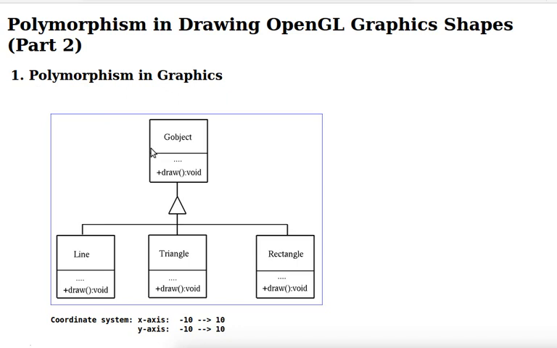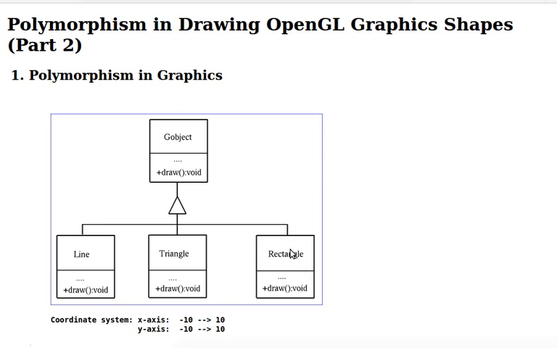We will implement the classes represented by this UML diagram. The parent class is GObject, and line, triangle, and rectangle are child classes. So as discussed before, line is a GObject, triangle is a GObject, and rectangle is a GObject. Each of them implements a draw function. You will see how the concept of polymorphism is applied in selecting an appropriate draw function when we draw a GObject, which could be a line, or a triangle, or a rectangle.